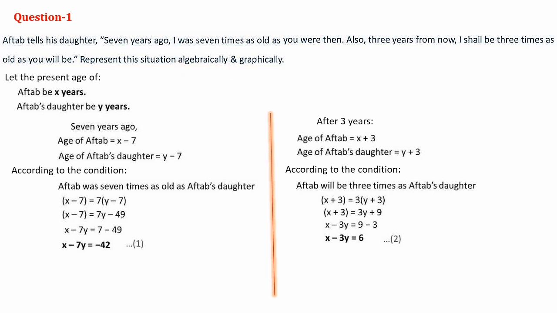We have got the algebraic representation of the conditions. The first condition's algebraic representation is x minus 7y equal to minus 42, which we have marked as equation number 1. The second condition's algebraic expression is x minus 3y is equal to 6, which we have marked as equation number 2. Now we are going to represent these two equations on a graph sheet, so we will get the graphical representation of the given statements.